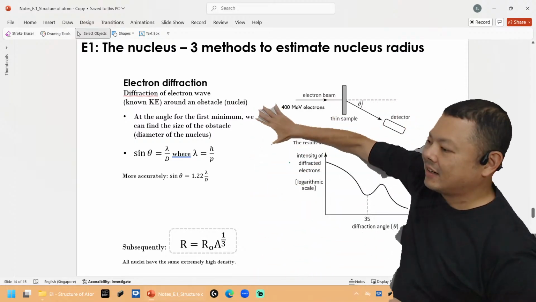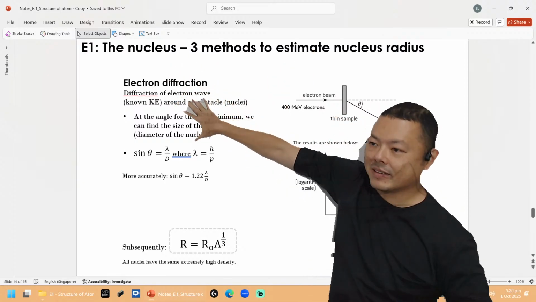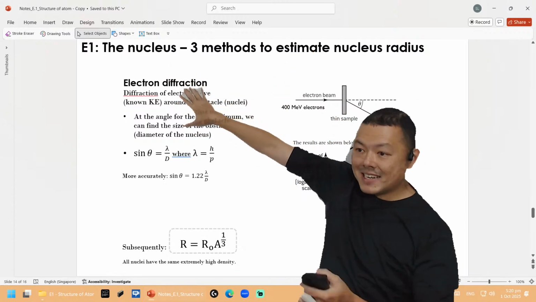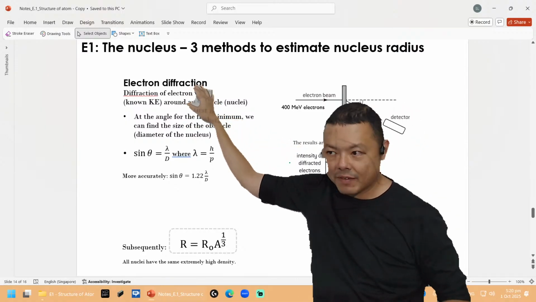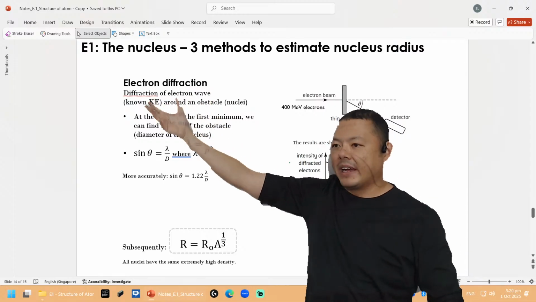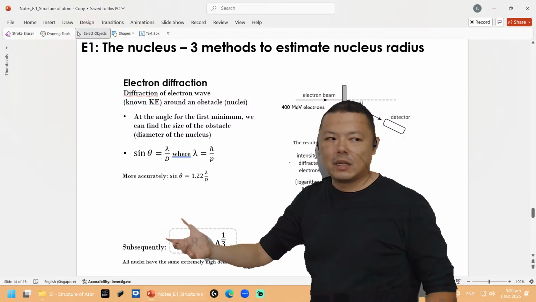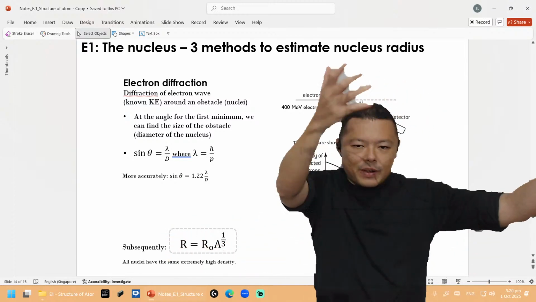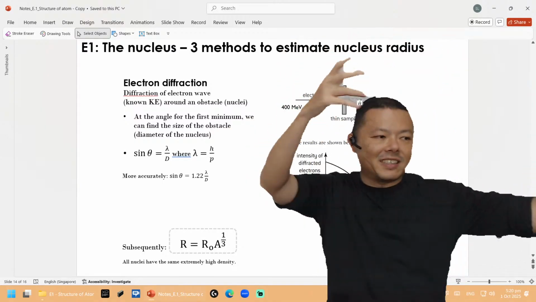Okay. This here is weird being in E1, because to understand this electron diffraction, we need to understand that an electron beam can behave like a wave, which is covered in E2. What wave is it called? Yes, it's called matter wave.